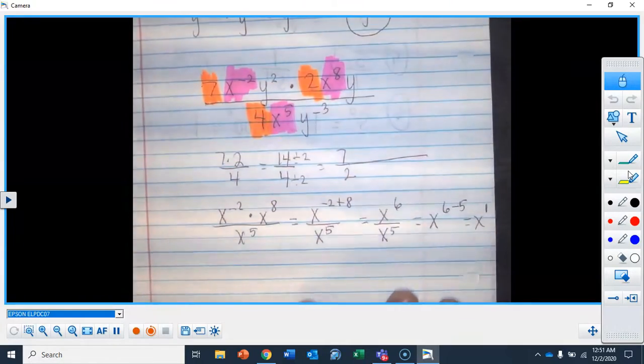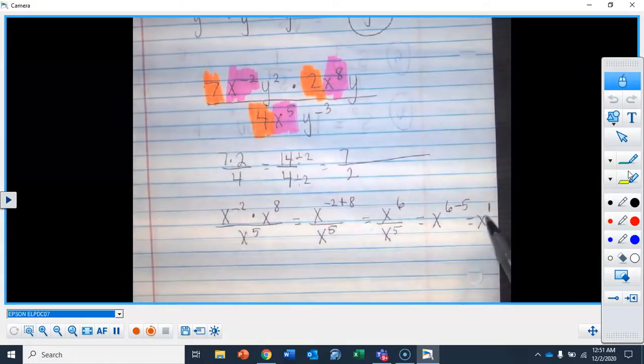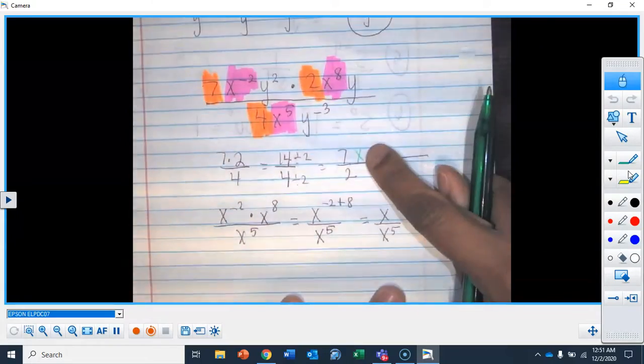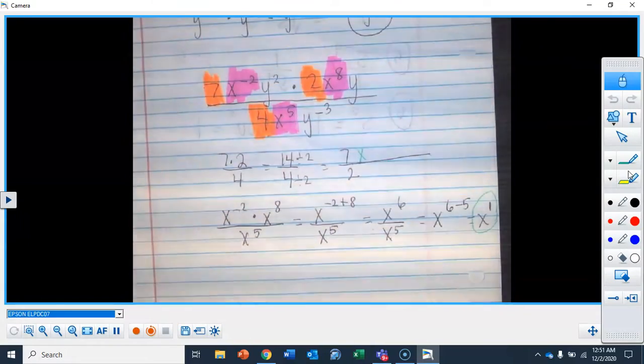X to the 1 power. And where does he go? Well, it's positive, so guess where it goes, guys? In the numerator. So I'm going to basically circle this in green, and I'm telling you he's going to go right here. I don't have to write the 1. Okay, let's do the y's, and this problem's done.